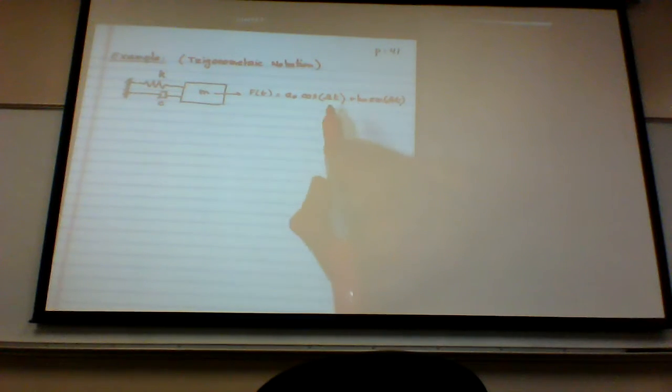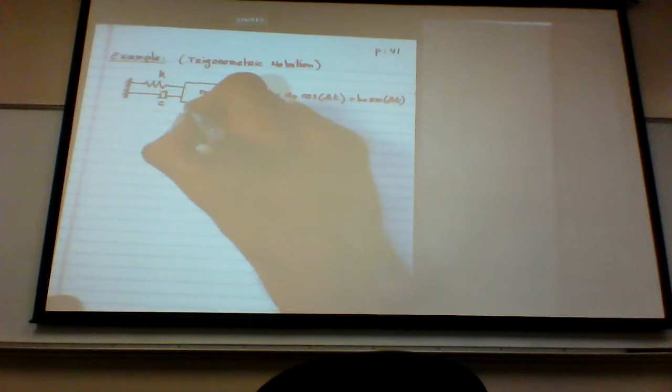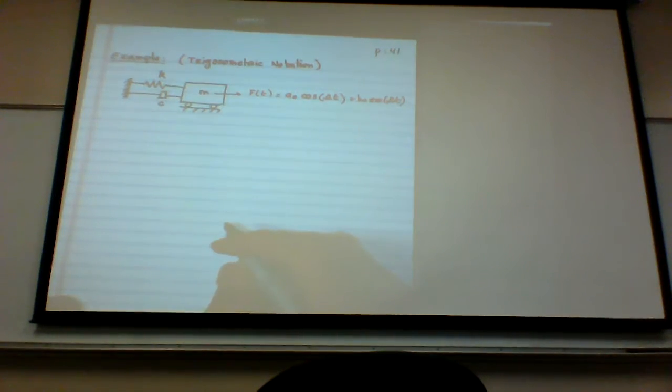So what is capital omega? What is the difference between capital omega and omega sub n? Capital omega is the frequency of the forcing function instead of the natural frequency of the system. Perfect. Don't confuse both of them. So we assume here no friction.